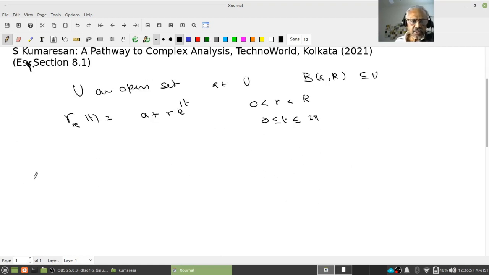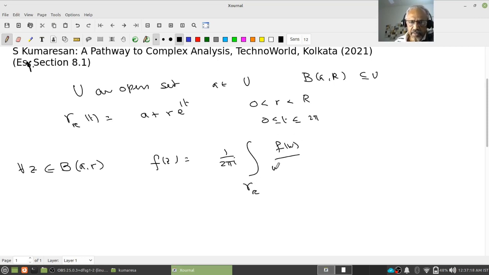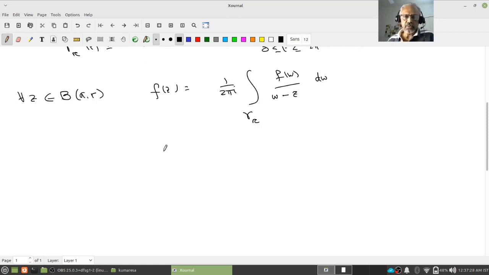Then what did we see? For every z in B(a, r), we have f of z equal to 1 by 2 pi i times the integral over gamma_r of f of w by w minus z, dw. Usually I will even ignore such things. Notice that. So what did we observe? This is a Cauchy type integral.